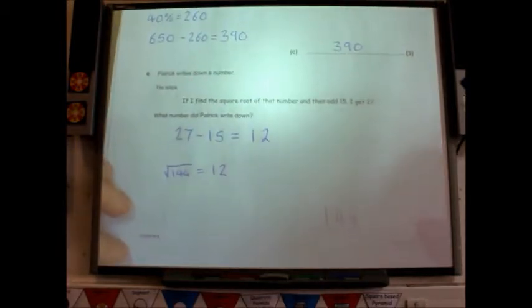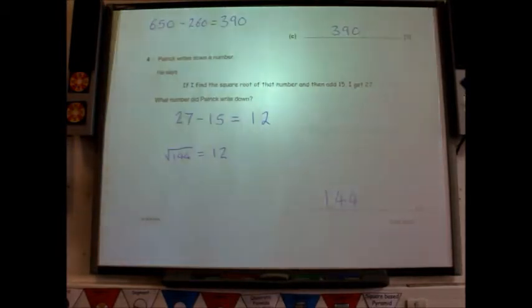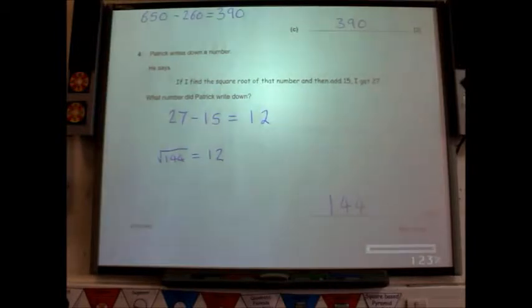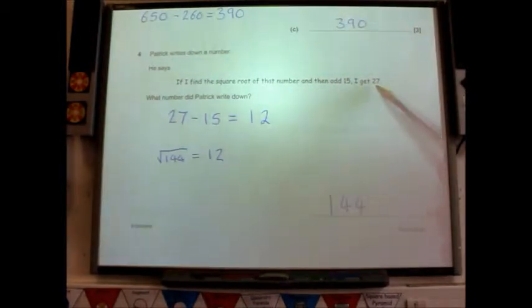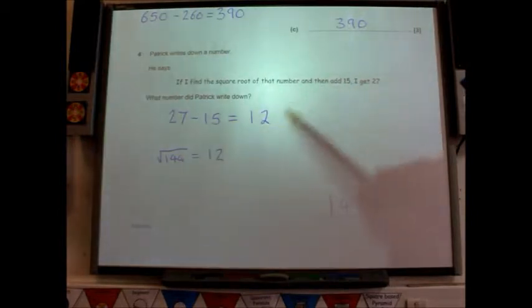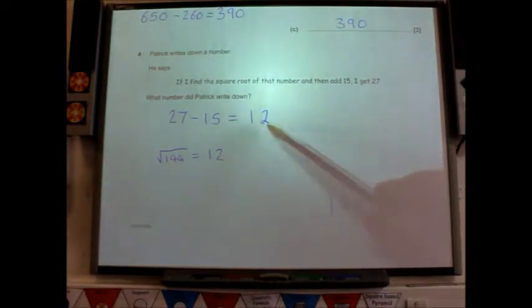Question 4. Patrick writes down a number. He says, if I find the square root of that number and add 15, I get 27. So what number did he write down originally? Well, if he ends up with 27, but to get there he's added on 15, what I'm going to do is take away 15. So ends up with 12, and if he finds the square root of the number he's looking for, he gets 12.